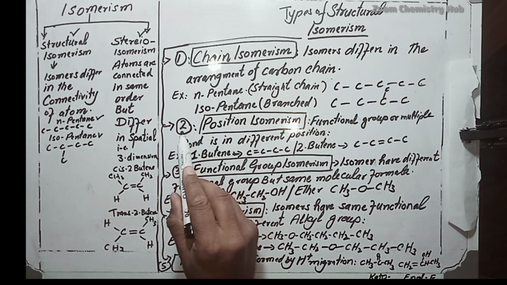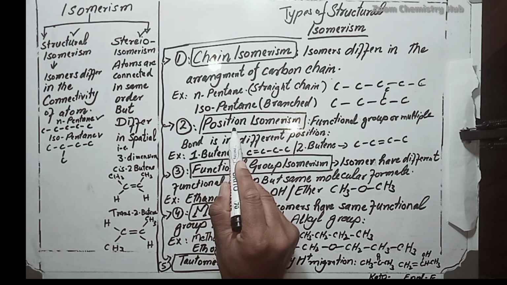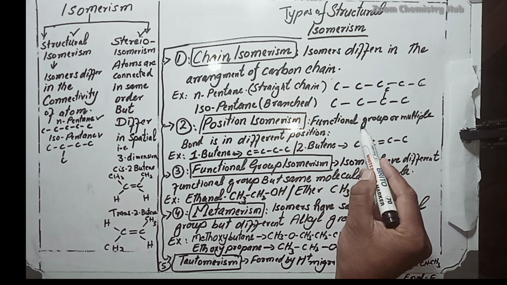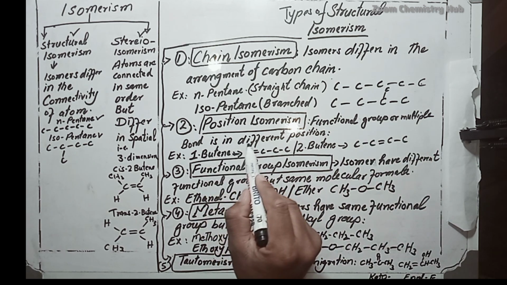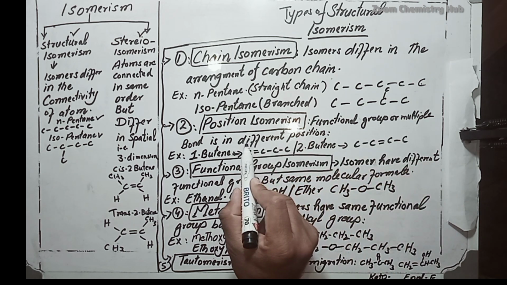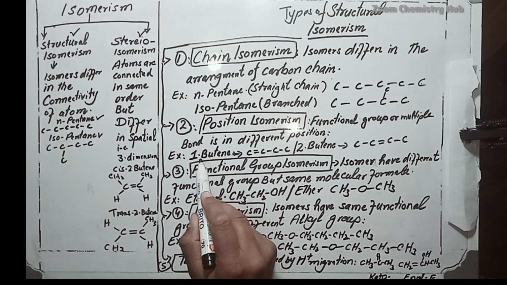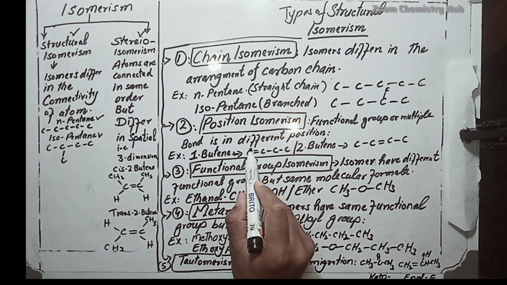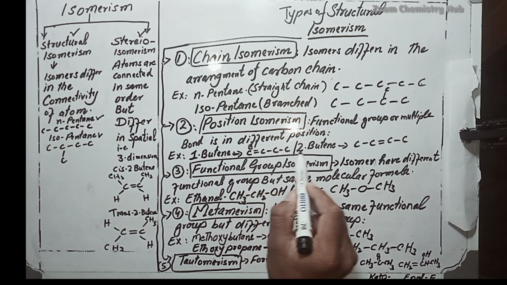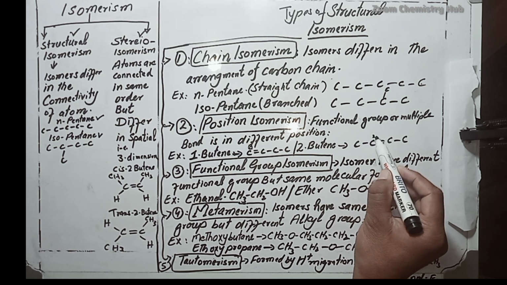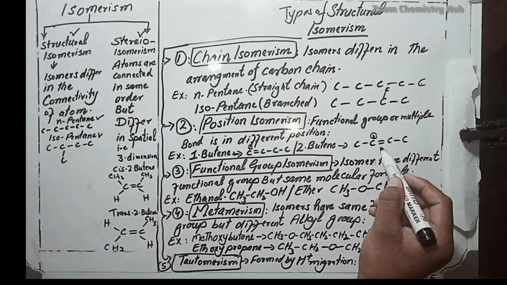This is called isopentane. The next type of structural isomerism is position isomerism. In this type of isomerism, the functional group or the multiple bond is in a different position. We have the example of 1-butene, where the double bond is present at the first carbon atom, and 2-butene, where the double bond is present at the second carbon atom.